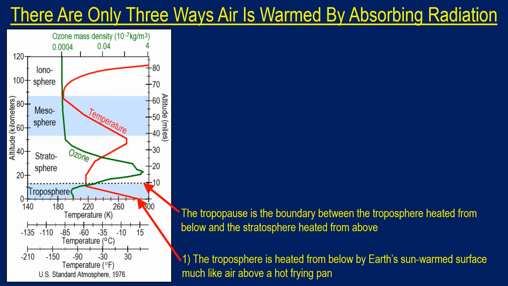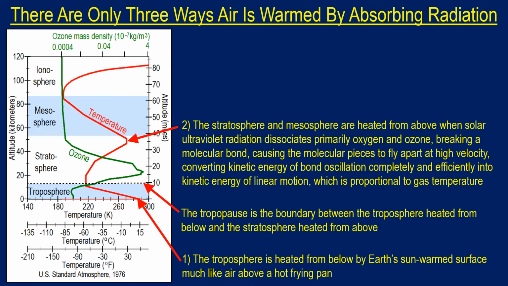The tropopause is the boundary between the troposphere, heated from below, and the stratosphere, heated from above. Second, the stratosphere and mesosphere are heated from above when solar ultraviolet radiation dissociates primarily oxygen and ozone, breaking a molecular bond, causing the molecular pieces to fly apart at high velocity, converting kinetic energy of bond oscillation completely and efficiently into kinetic energy of linear motion, which is proportional to gas temperature.